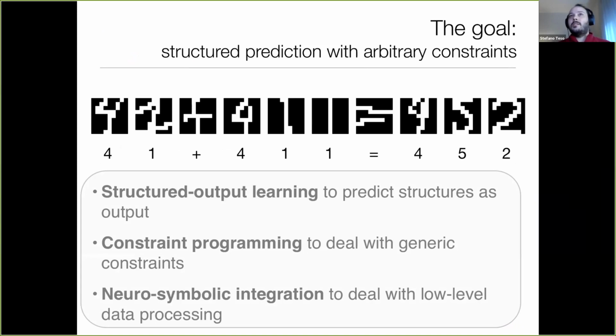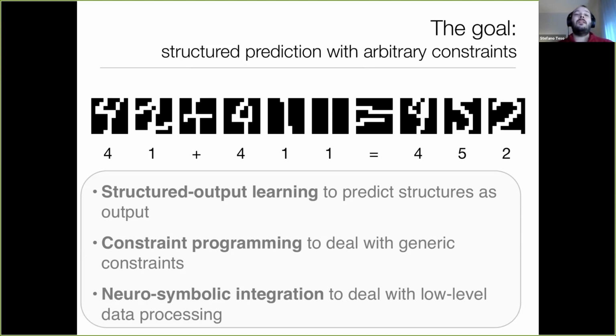So we are interested in structure prediction tasks where the output is subject to arbitrary constraints and the input can be composed of complex sub-symbolic items. So let me unpack that. To do that, let me start from an example.